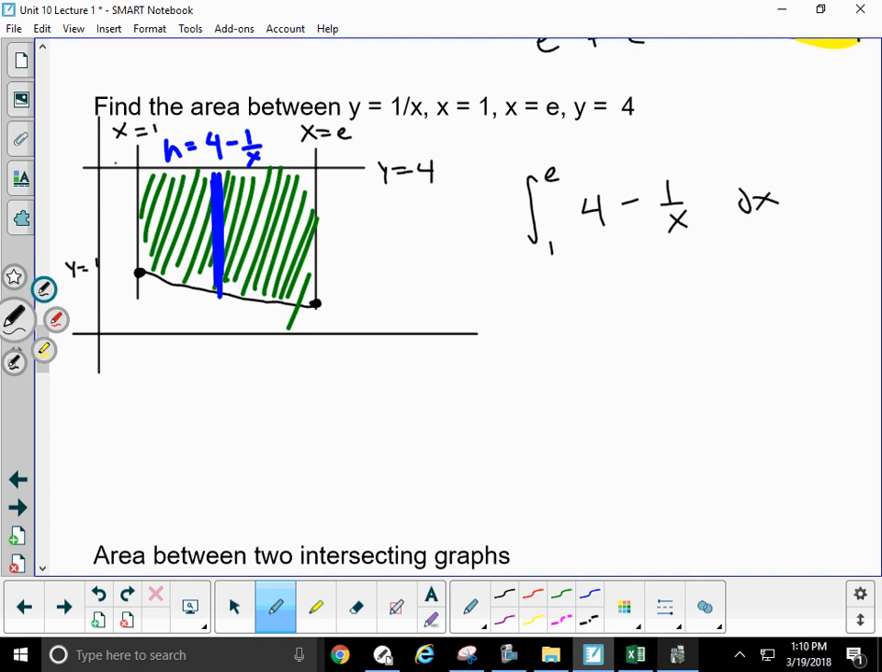Please evaluate this by hand. Check your answers with a neighbor and with your calculator. What is the antiderivative of 4? What is the antiderivative of 1 over x?